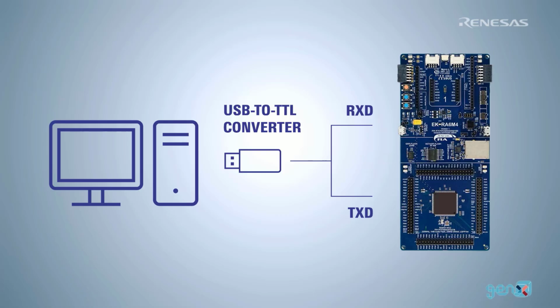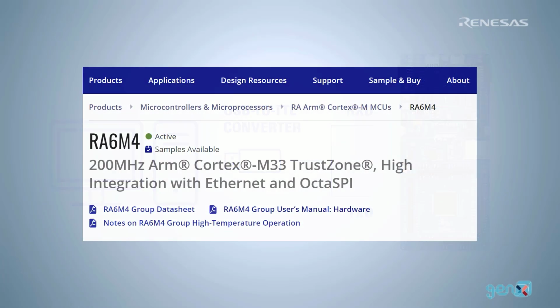To do this, we are going to connect one UART channel to our PC's USB port via a TTL to USB adapter. In this way, the communication is established via a serial port. As we are going to use the EK-RA6M4 board, we will need to locate the exact pins which would be responsible for this communication.